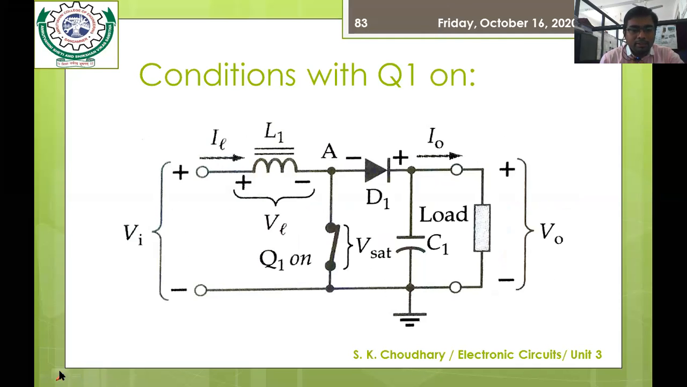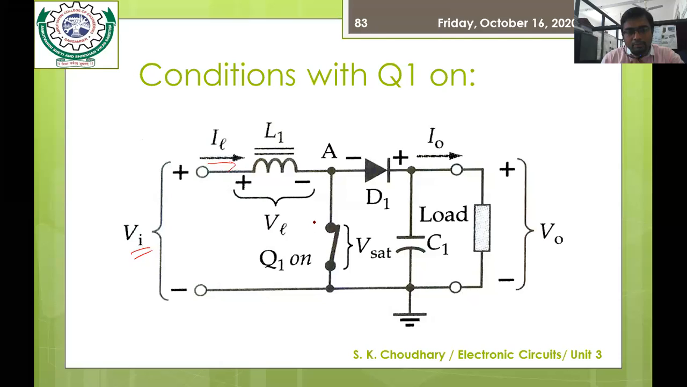When we discuss the operation, you will find that this is the DC input voltage. Current starts to flow through the inductor, IL, in the direction shown in the diagram. Because of this current flow, you can see the polarity of the inductor: positive at the left end and negative at the right end. So current flows across this inductor, and now the transistor switch is closed, biased in the saturation region because it is a BJT.